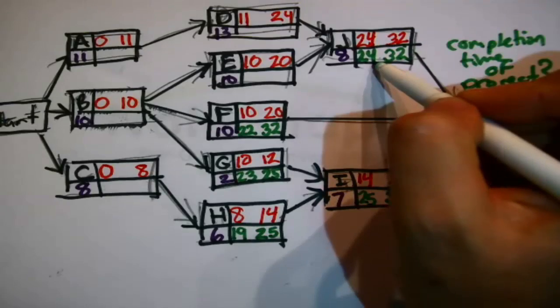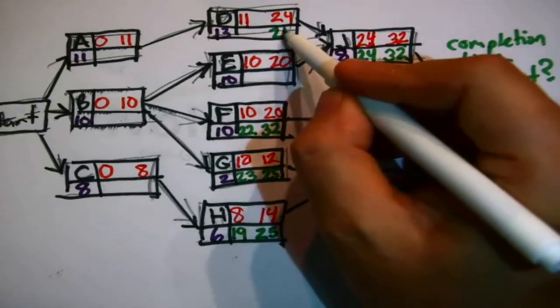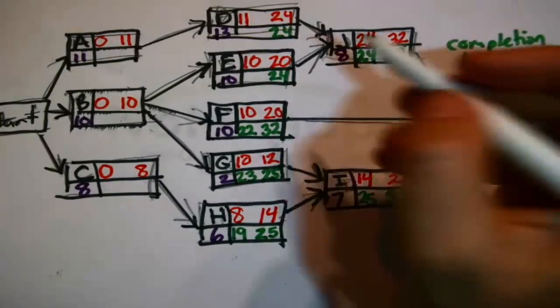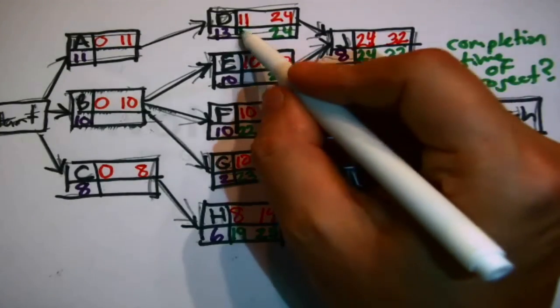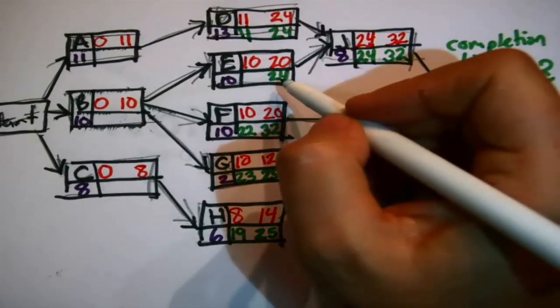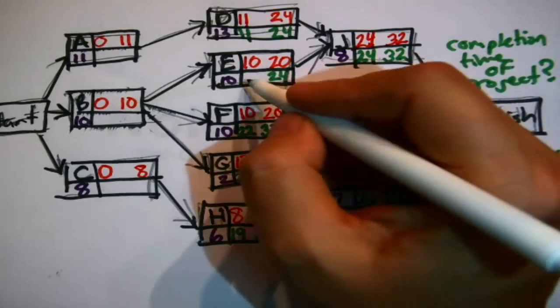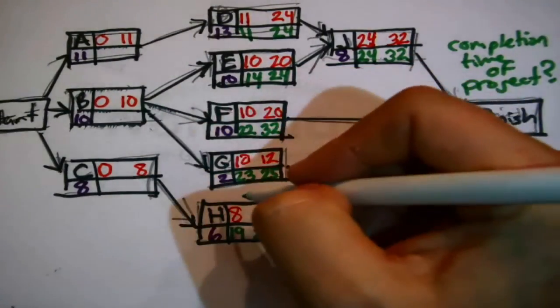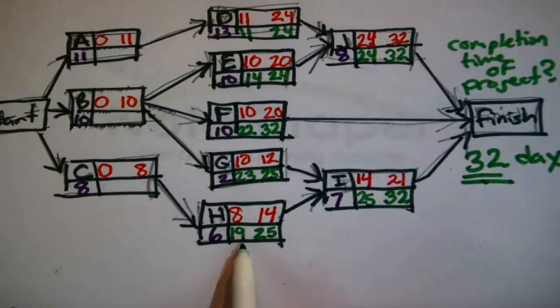It's similar up here. We discovered that J has to start at the latest in 24 days. That means that the two things that precede it have to finish at the latest in 24 days. 24 minus 13 is 11 for the late start time of D. 24 minus 10 is 14 as a late start time for E. And we just keep trying to fill these in.